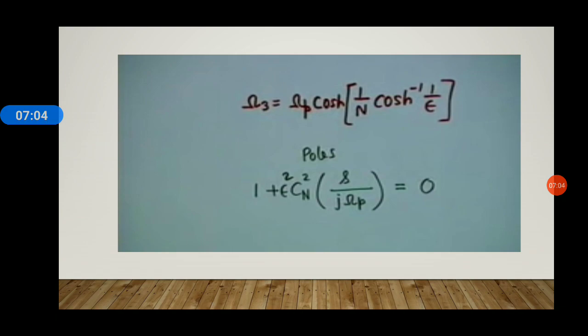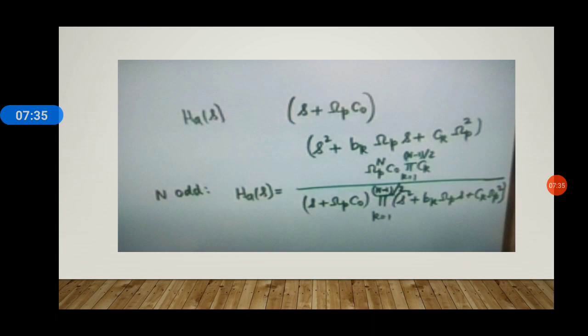But the problem here is the mathematical calculation involved in finding the poles is very hectic compared to the Butterworth filter. So we will skip those mathematical calculations and skip to the formula of HAS.